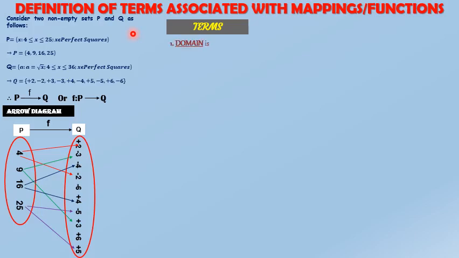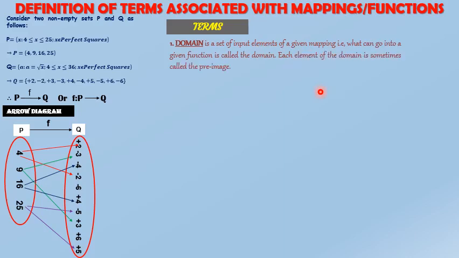So the very first one I'm going to look at is what we call domain. Domain is a set of input elements of a given mapping. In other words, what can go into a given function is called the domain. Each element of the domain is sometimes called the pre-image. So this is the definition of a domain. It's a set of input elements. So all your input elements in a given association or in a given mapping, they are collectively referred to as what?